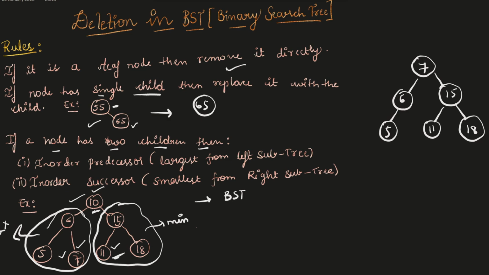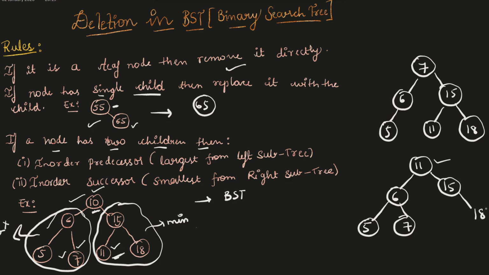So this would come out to be 11, like we'll replace it with the node we want to delete. So the left part would be the same because we are not changing anything. The right part would get changed. Right side of 11 we have 15, and right side of 15 we have 18. So this method is the in-order predecessor method, and this method is the in-order successor method.